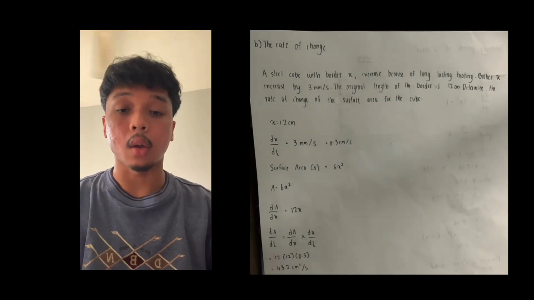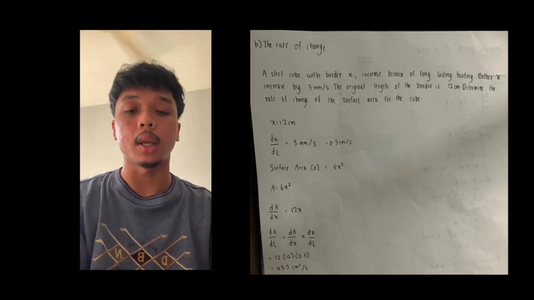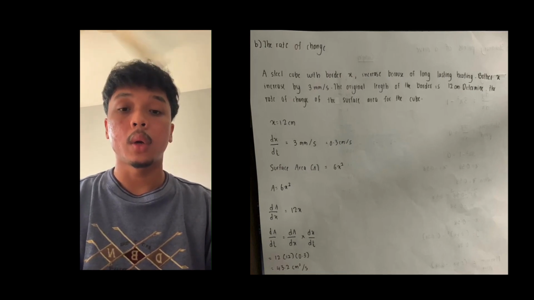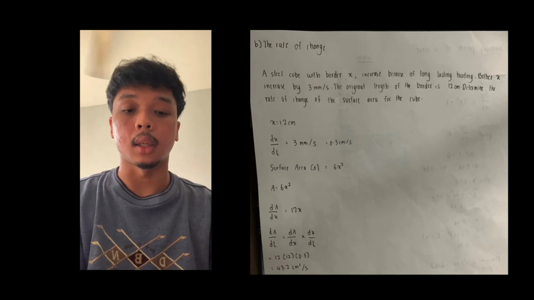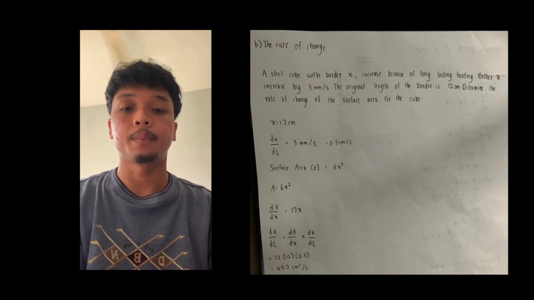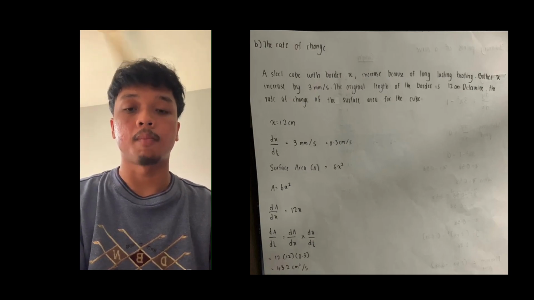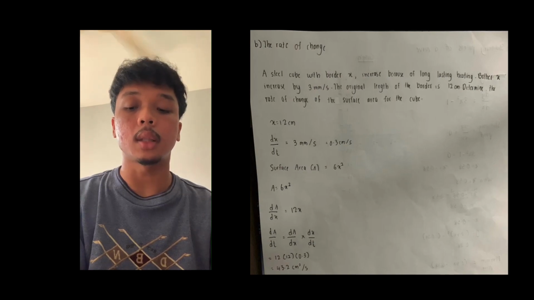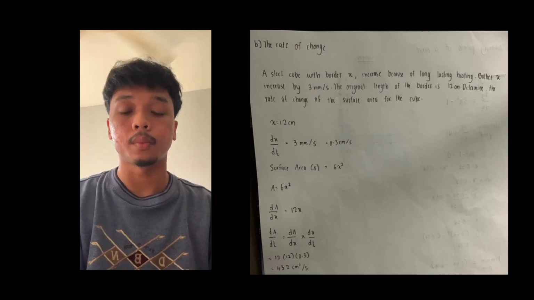Assalamualaikum, my name is Khairul Hafiz Aziz, and now I want to explain the question about the rate of change. The question is a steel cube with border x increases because of long-lasting heating. Border x increases by 3 mm per second. The original length of the border is 12 cm. And last, the question is determine the rate of change of the surface area for the cube.